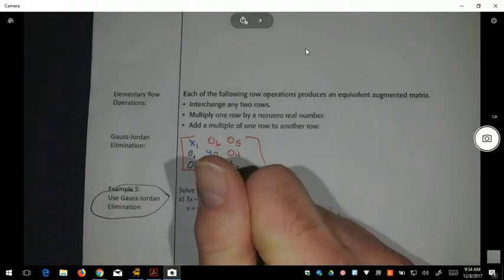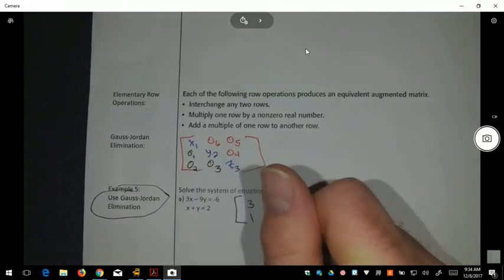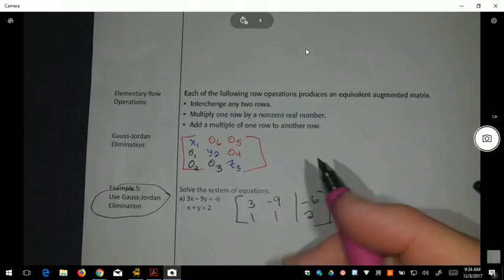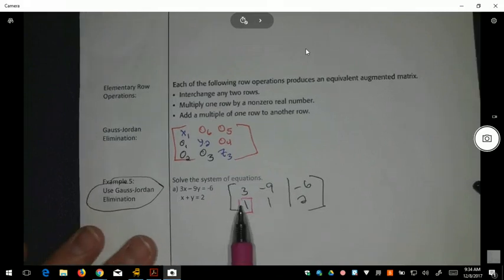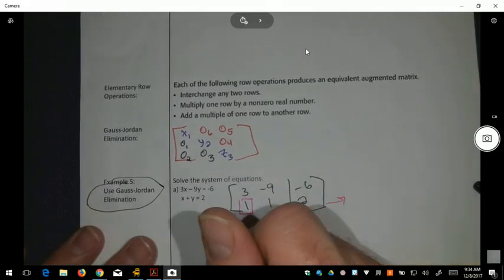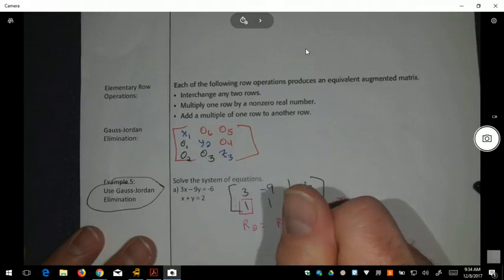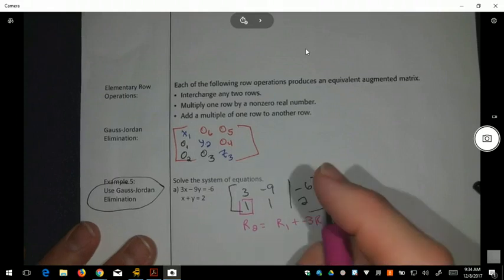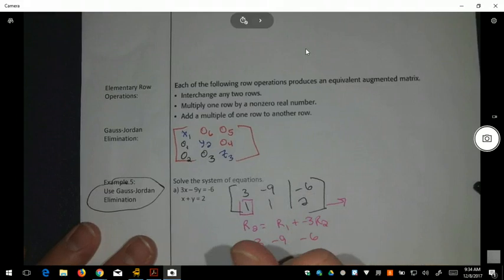So we start with our original matrix of 3, negative 9, negative 6, and 1, 1, 2. And the first 0 we need to get is right here. So to get this new row, my new row 2 will be row 1 plus negative 3 times row 2. And I'll show that work right here. I've got 3, negative 9, negative 6, and negative 3, negative 3, negative 6.